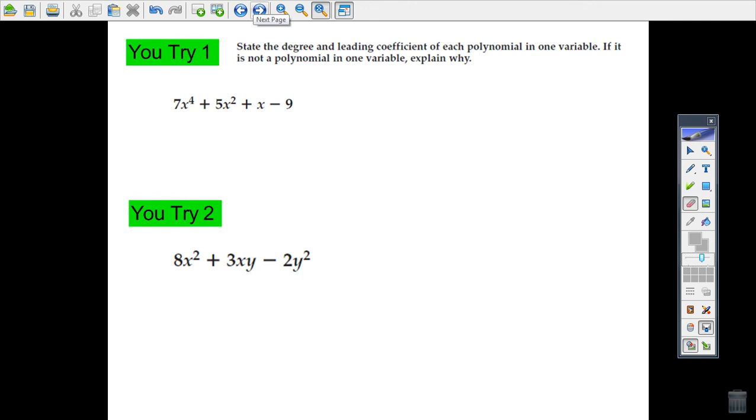That's it. Okay, 2 for you to try. You have to state the degree and the leading coefficient of the polynomial. If it's not a polynomial in one variable, explain why it wouldn't be.